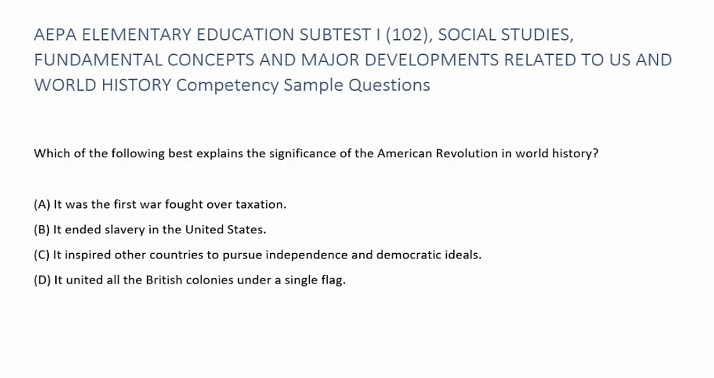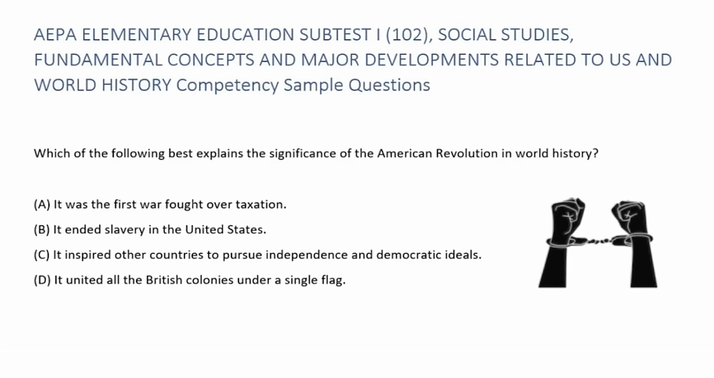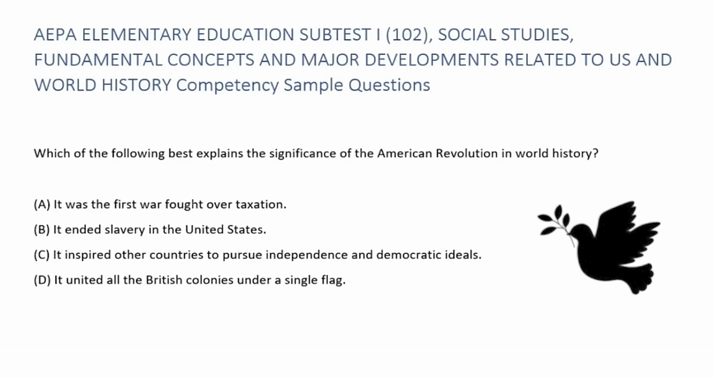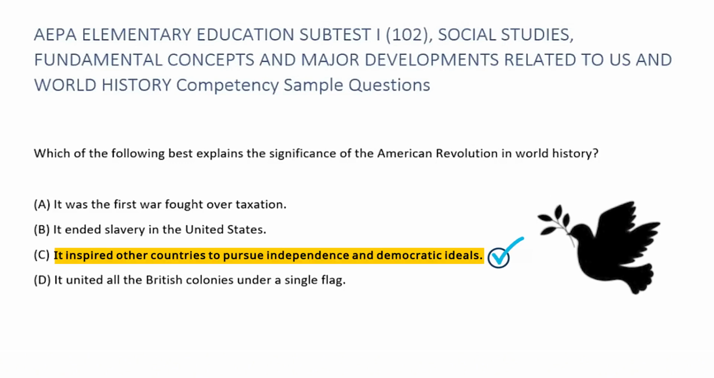Which of the following best explains the significance of the American Revolution in world history? A. It was the first war fought over taxation. B. It ended slavery in the United States. C. It inspired other countries to pursue independence and democratic ideals. Or D. It united all the British colonies under a single flag. The correct answer is C. It inspired other countries to pursue independence and democratic ideals.